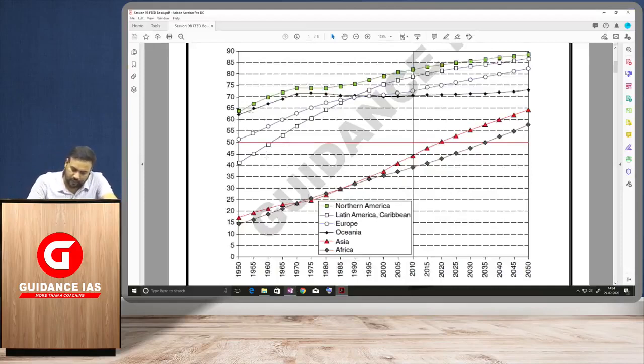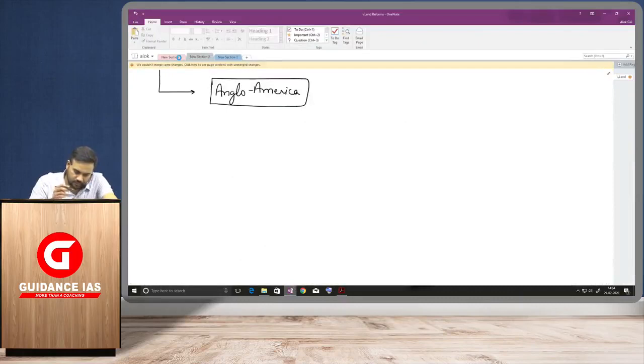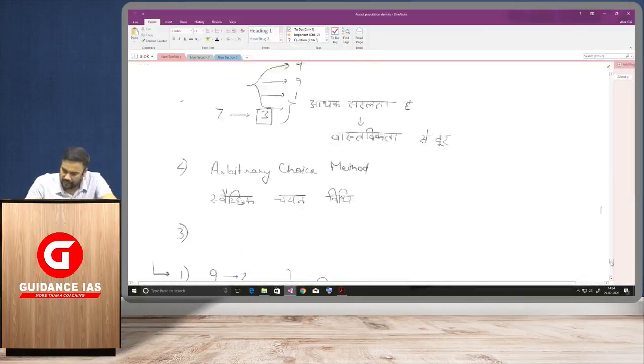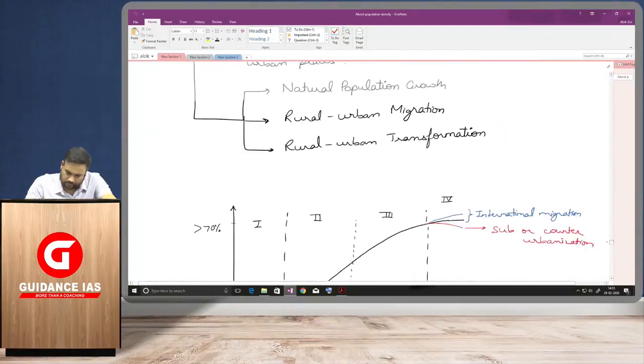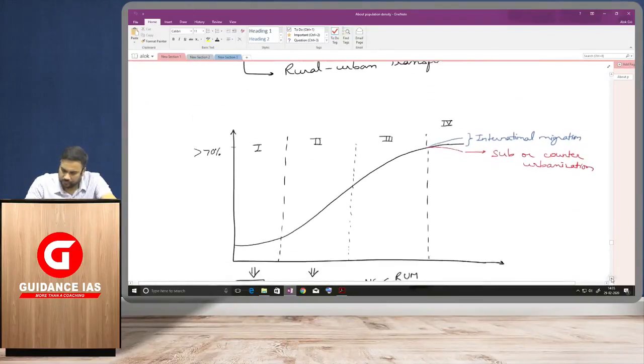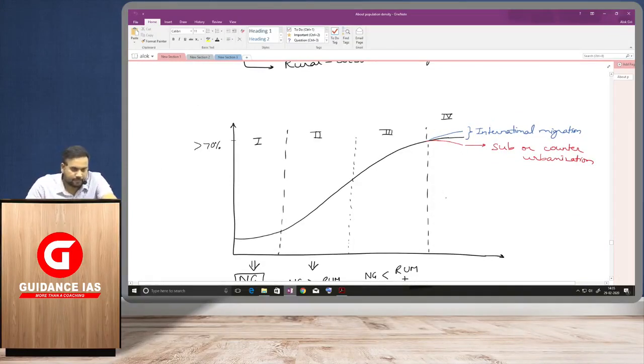So if you look into Anglo America, this green graph is telling me about Anglo America. So this was the type of pattern we were seeing. So very clearly, when did we see that Anglo America crossed this period? Interwar period. They essentially crossed this in the interwar period.